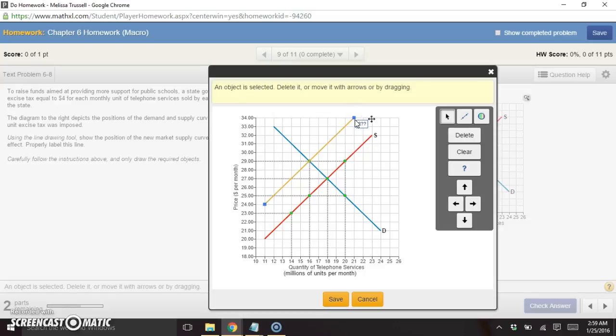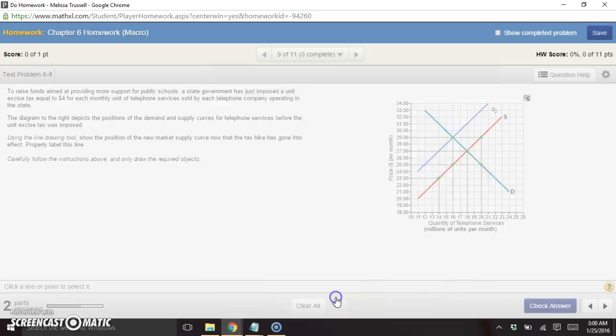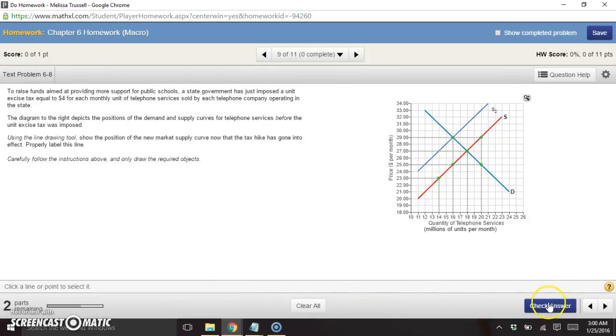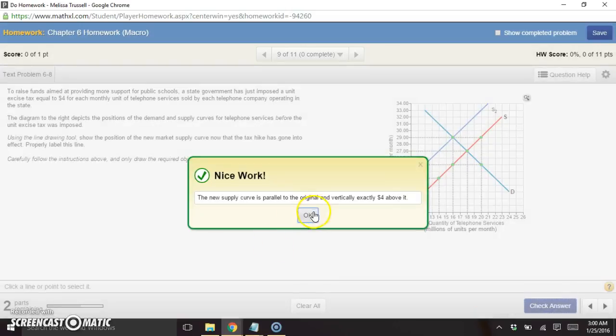So all I've done here is shift the supply curve to the left by $4, or up by $4, because the price now is going to be $4 more. The cost to the supplier is now going to be $4 more expensive because of the tax. And then we'll label it our new supply curve S2. And that's the first part of the question. So we'll check that answer. There we go.